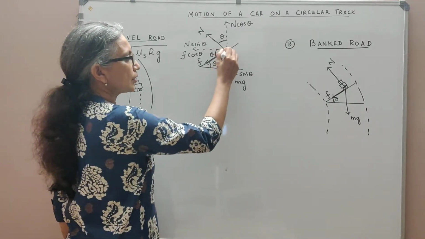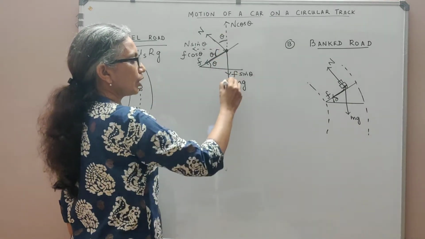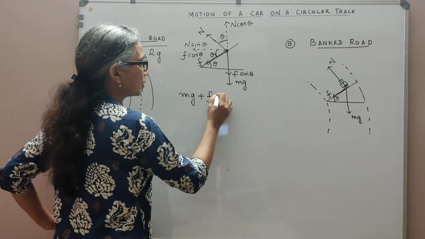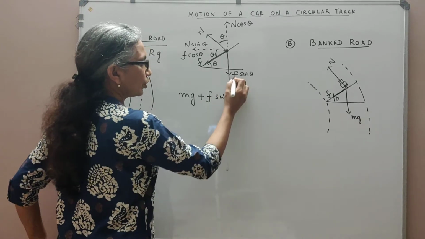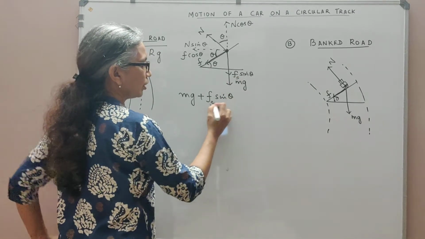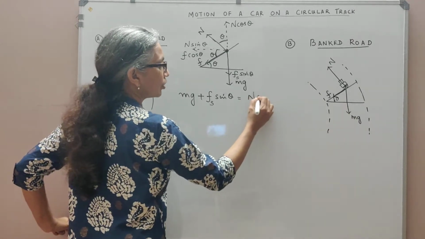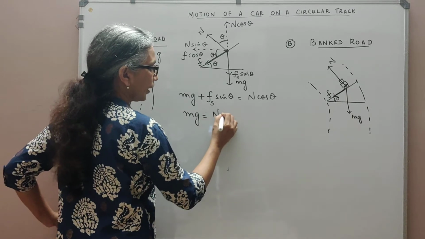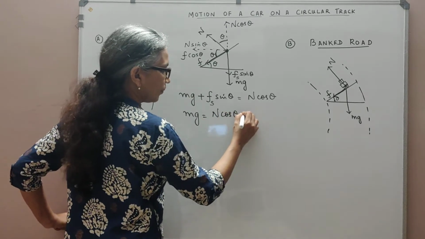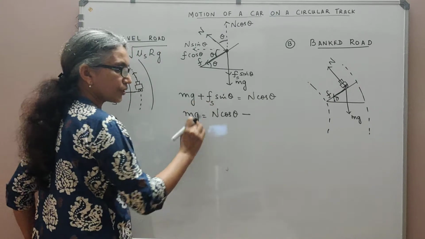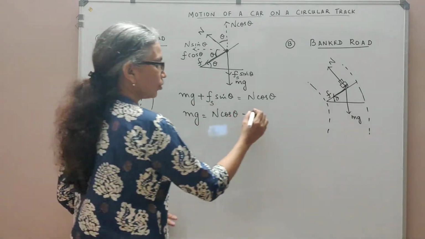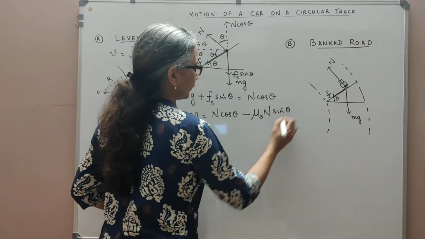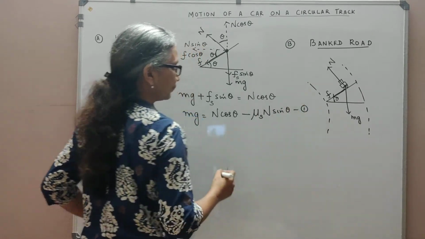Now, you will see that this car has no vertical motion, up or down, which means you may write mg plus the force of friction's component f sin theta, where the force of friction, as you know, is the static friction, is equal to N cos theta. Or I may write mg is equal to N cos theta minus f sin theta. This fs, as you know, is mu s N. So I may write minus mu s N sin theta, which is the first equation.